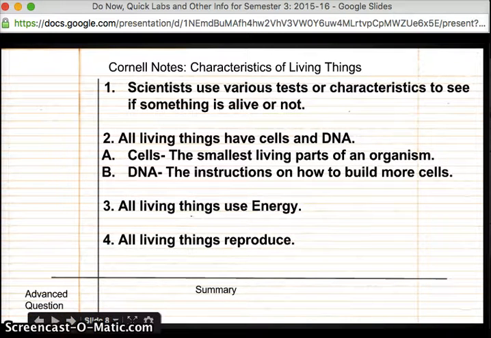And the last idea is all living things reproduce. If they wouldn't reproduce, they would go extinct. There has to be more of them, so it's a key component of living things. And again, this is not a list of everything that living things have or traits of living things, but this is just some of the major key ideas.